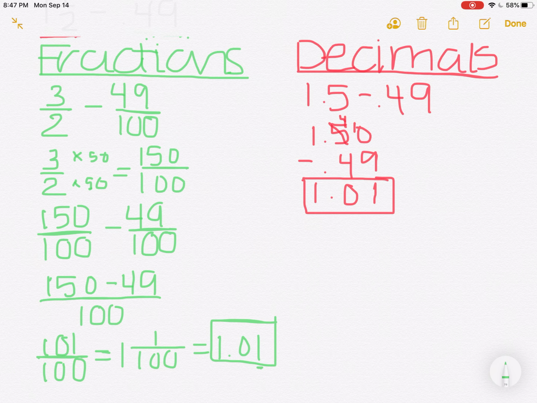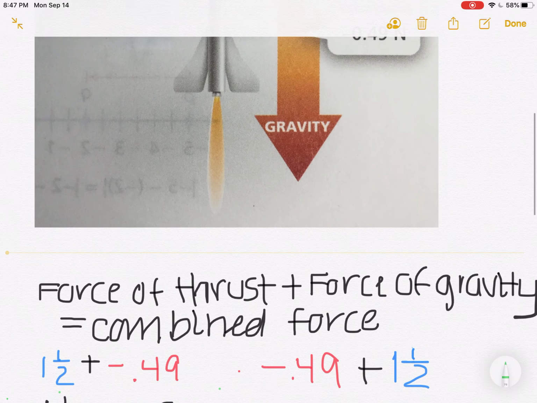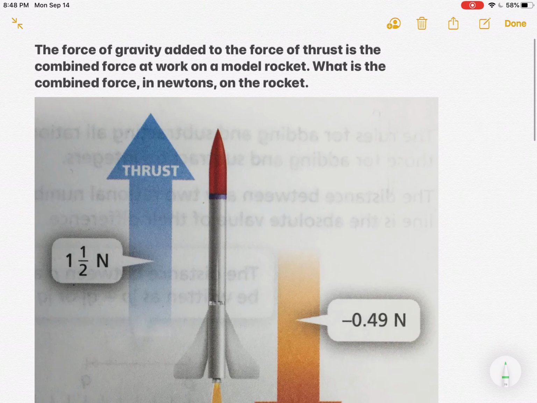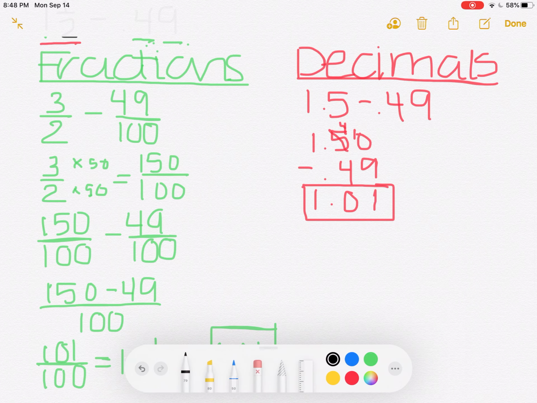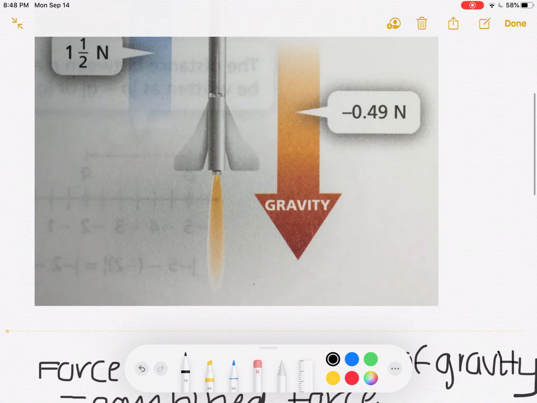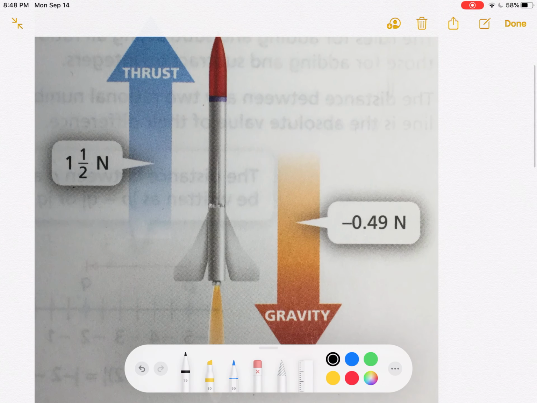Here, usually when we work with newtons, we're going to use decimals. So here, it says, what is the combined force in newtons on the rocket? Well, we need to add in the unit there, but we get 1.01 newtons. So that's how much force this rocket is going upward after gravity has pulled it down some.